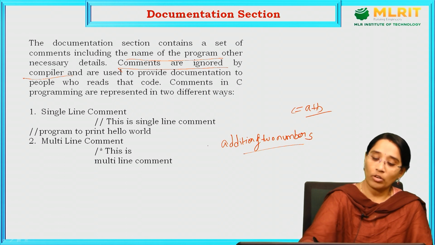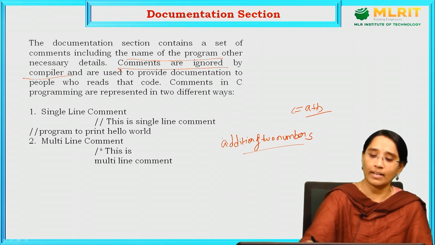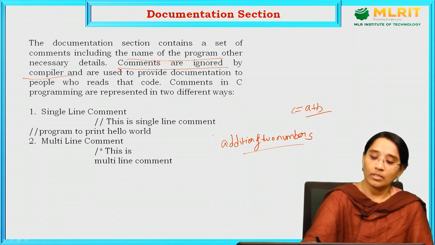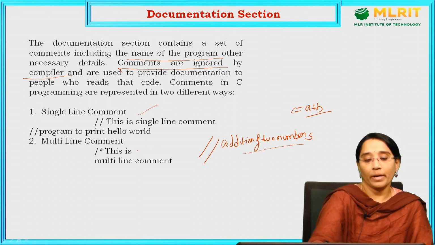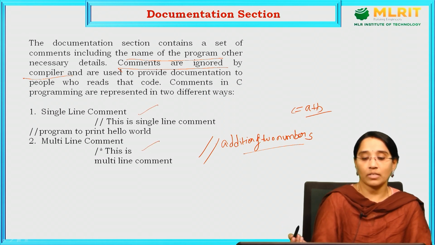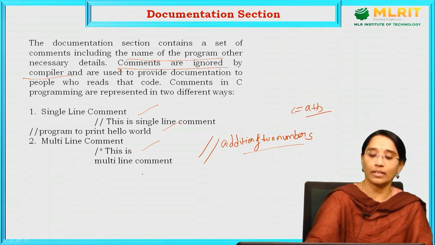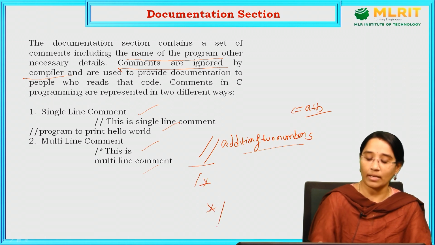Suppose I know what I am writing. If some other person comes and checks the program, he must understand what exactly the user is writing about. We have two kinds of comment lines here: single line comment and multi-line comment. These are single line comment lines and this one is represented as a multi-line comment.